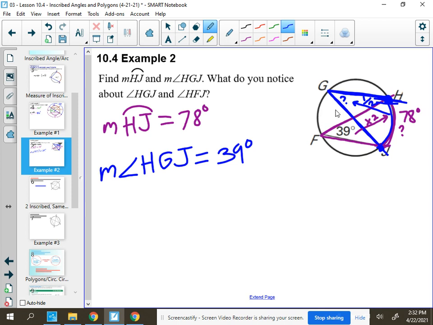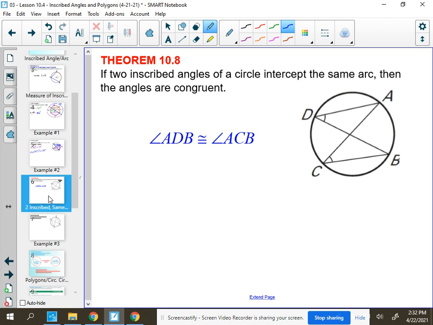So the follow-up question we can just talk through is, what do you notice about what we just found, angle HGJ and angle HFJ? Well, I didn't put it back in there, but these are both 39. Is that a coincidence? No, of course not. They're both intercepting the same arc, right? HJ, that's 78. So whether I work that 78 and half back this way, or back this way, it's 78 divided by 2 is 39, right? So that's actually a theorem. Let's take a look at here. That leads right into the next note.